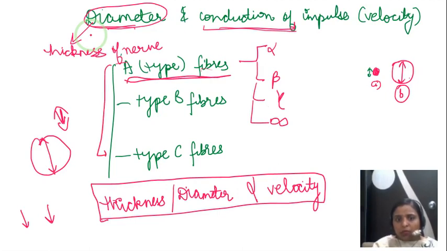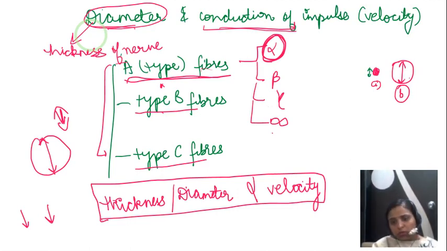And if we follow the type B fibers, they have a diameter which is less than the type A fibers. And if we talk about the C fibers, they have the least diameter, meaning they have the smallest diameter compared to the type A and type B fibers, right? And among type A alpha, beta, gamma, and delta, type A alpha fiber has the maximum diameter, right? So you know that if the diameter is more, the conduction velocity will also be more. If the diameter is less, the conduction velocity will also be less, right?